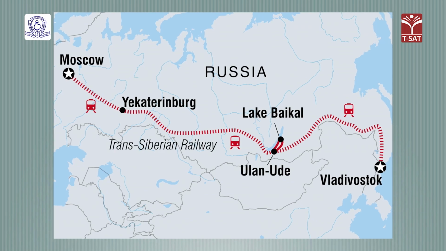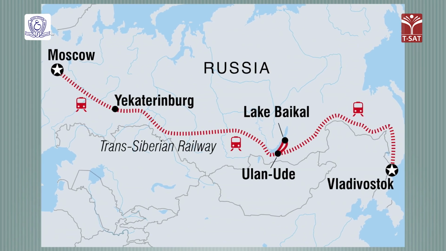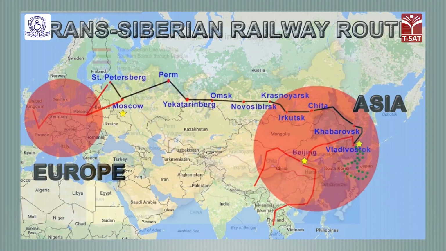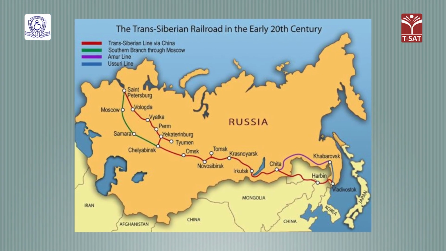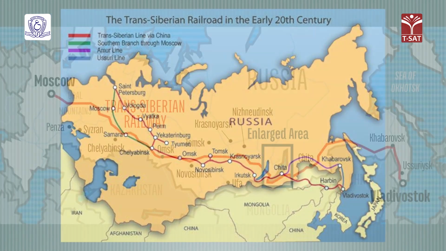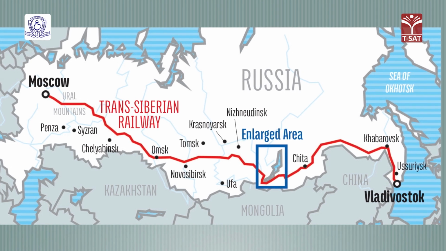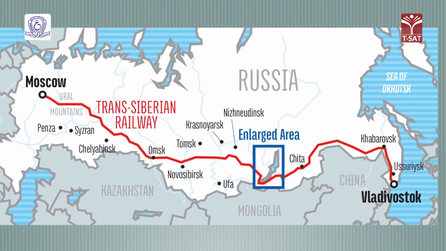You may be aware of the Trans-Siberian Railway. This railway system lies in Russia. It is the longest railway route in the world at present. It connects Asia and the European continent. Through its branches, it provides transport facilities from Moscow to the Atlantic coast in the west to Vladivostok along the Pacific coast in the east.